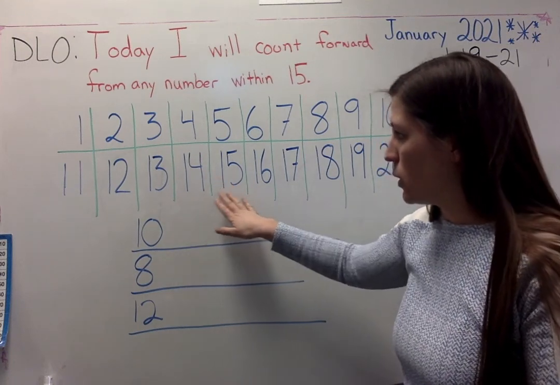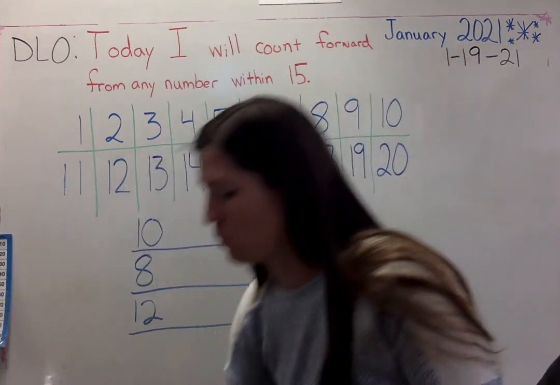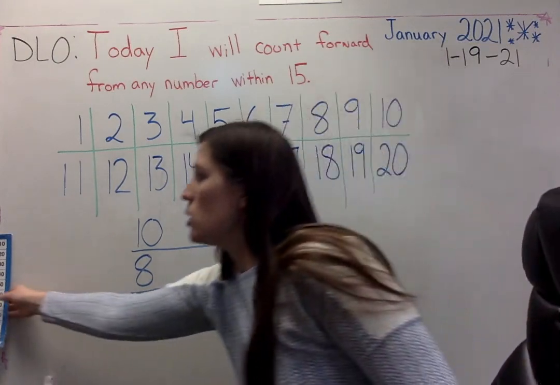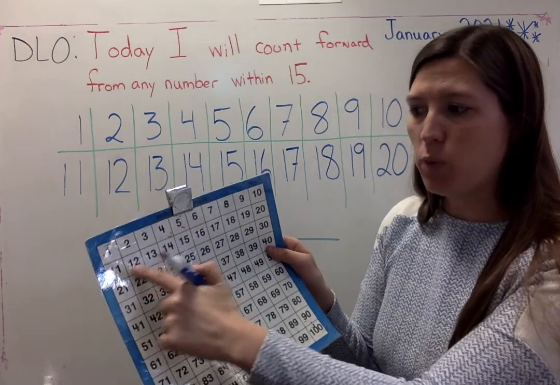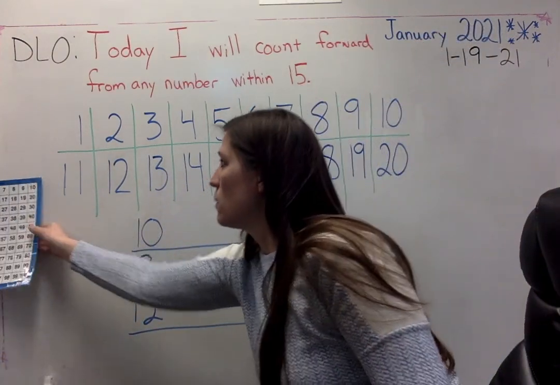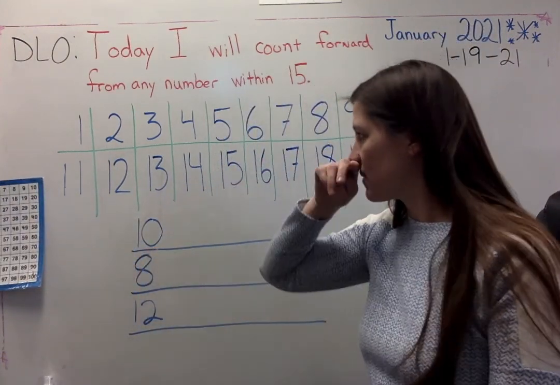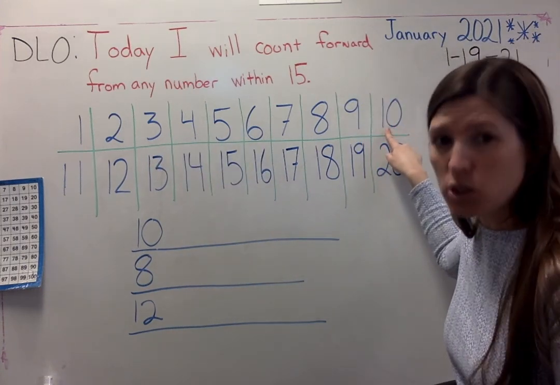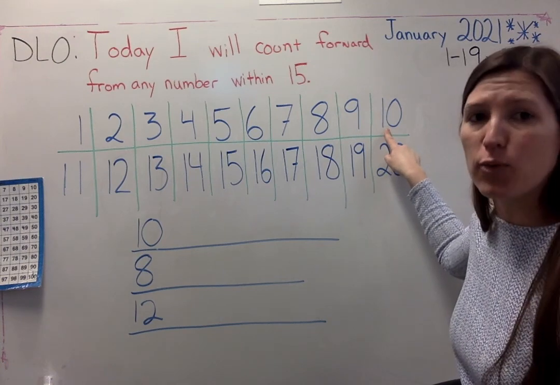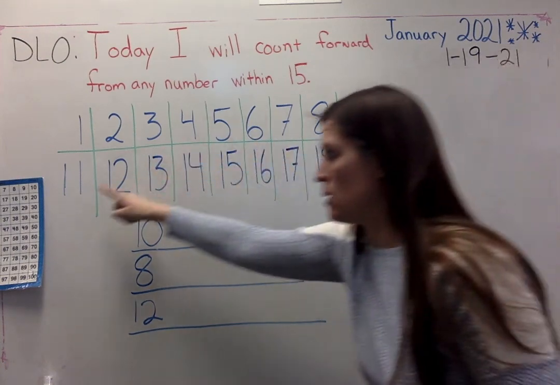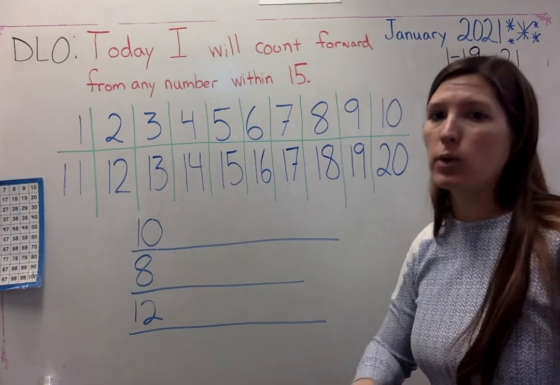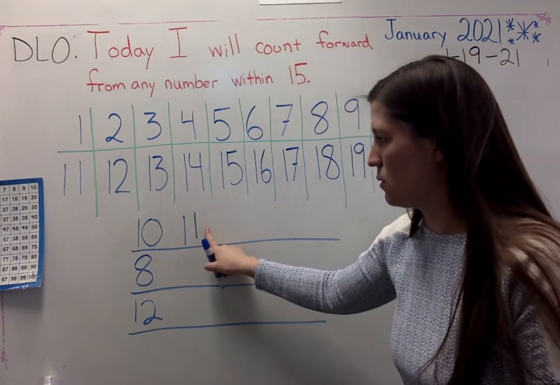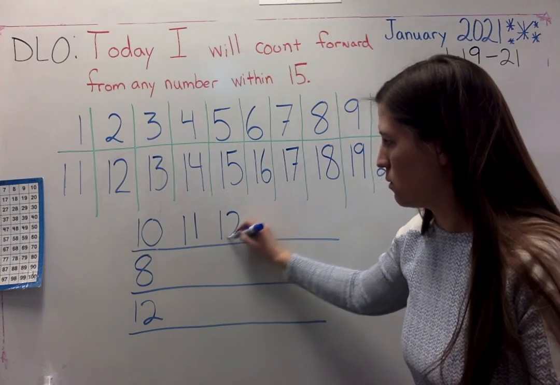You can use your name tag. If you want to help point and count to the numbers, you can use your hundreds chart to point and count to the numbers. So let's start with number 10. And we'll use this chart right here, 10. I'm going to point to 10. I want to know the next 2 numbers. So if I were to count up from 10, I would say 10, 11, 12. So that's what I'm going to write. 10, finger space, 11, 12.